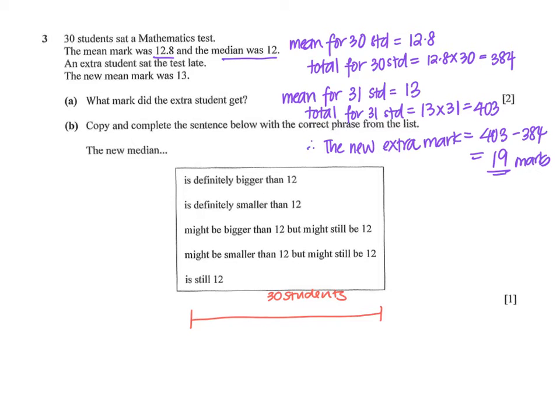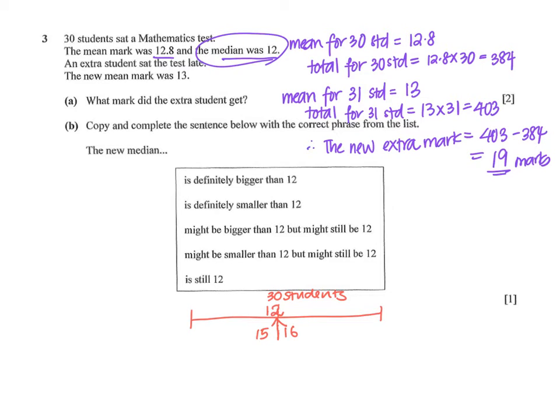Part B. Copy and complete the sentence below with the correct phrase from the list. Now they are asking about the new median. What is the median in the original case? I have 30 students to begin with, and they told me that the median was 12. So that means the middle number lies between the 15th and the 16th student. This median is the number 12.